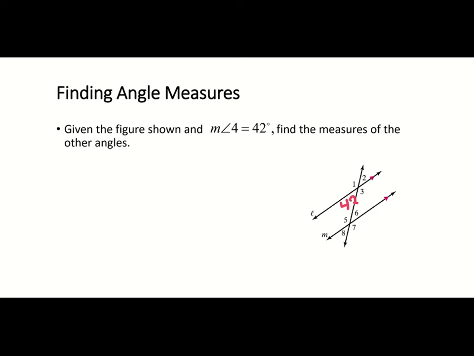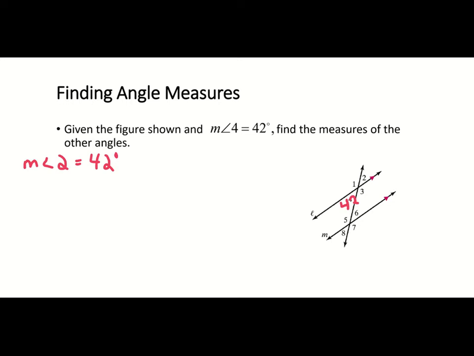So again, remember, you can start off by just using vertical angles. 4 and 2 are vertical angles. So that means that the measure of angle 2 is going to be 42 degrees as well.